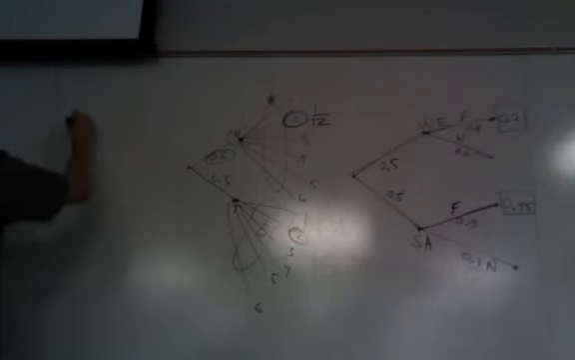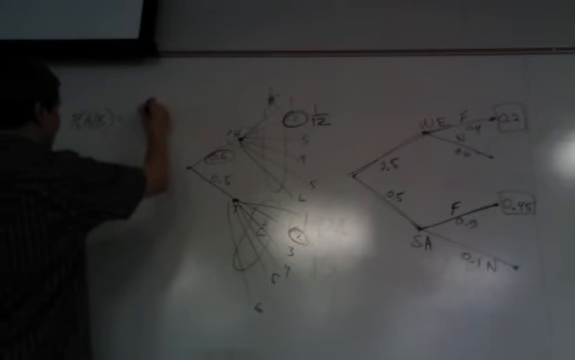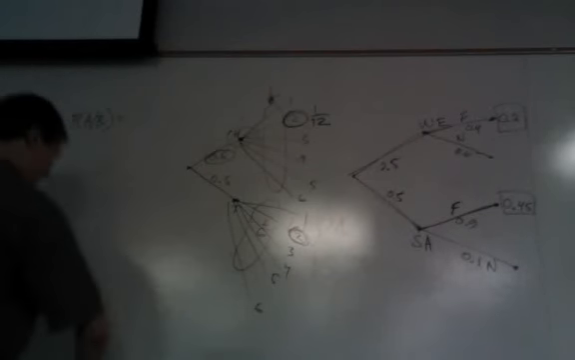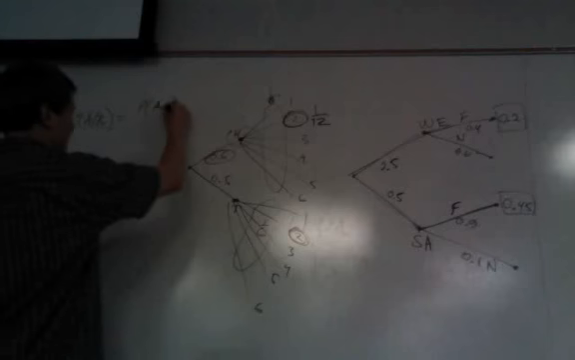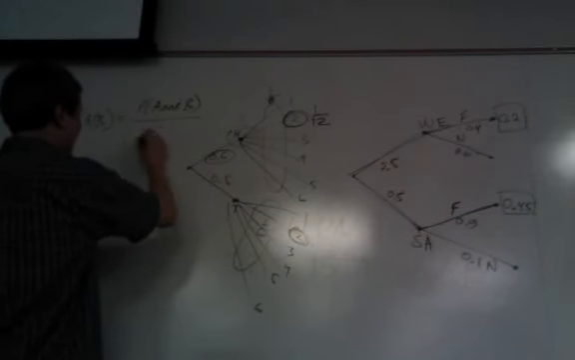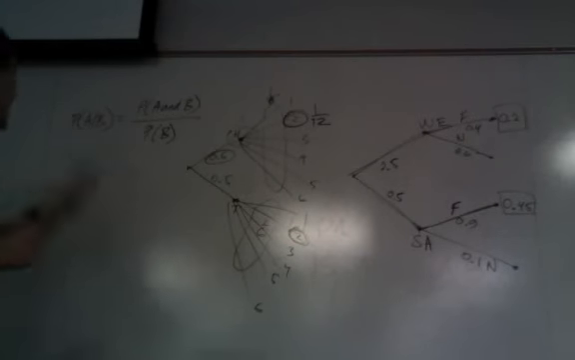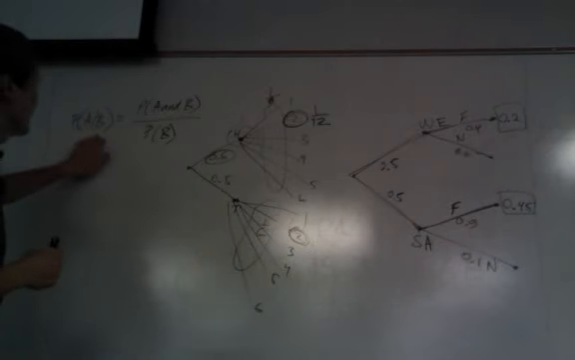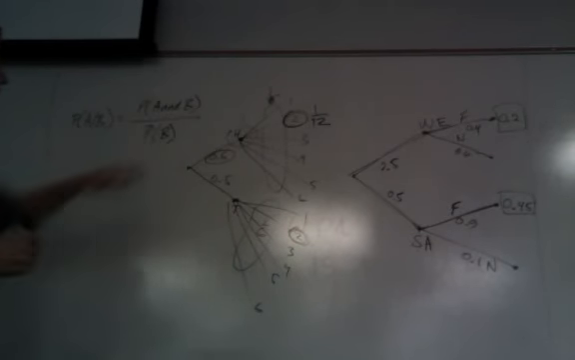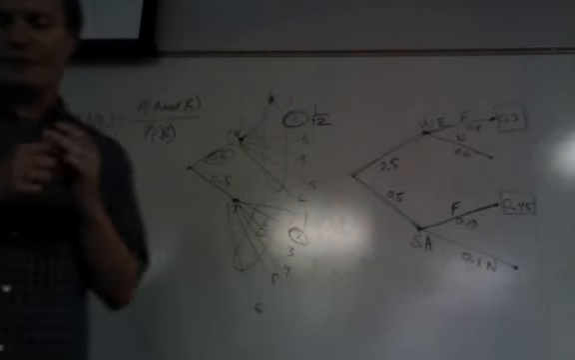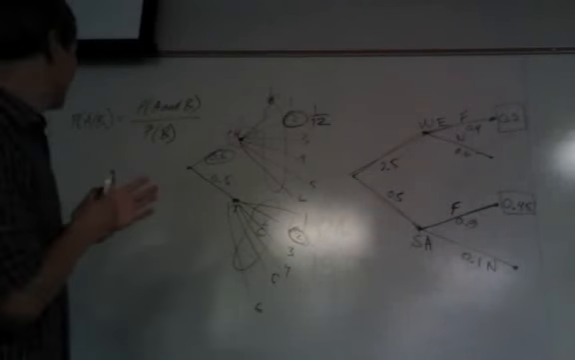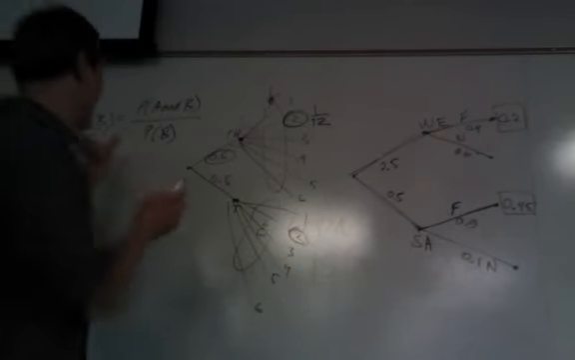So the definition of conditional probability is: the probability of A given B is equal to the probability of A and B divided by the probability of B. So that's conditional probability. That's the formula.